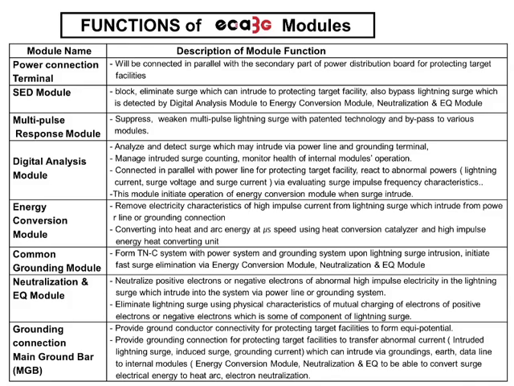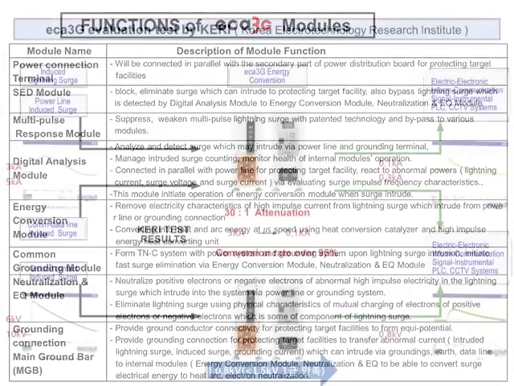Grounding connection, main ground bar. This provides ground conductor connectivity for protecting target facilities to form equipotential. It provides grounding connection for protecting target facilities to transfer abnormal current, intruded lighting source, induced source, grounding current, which can intrude via groundings, earth, and data line to internal modules, etc.